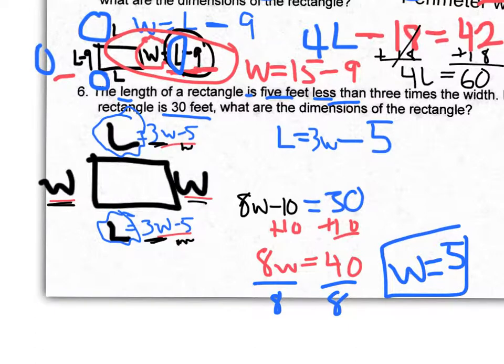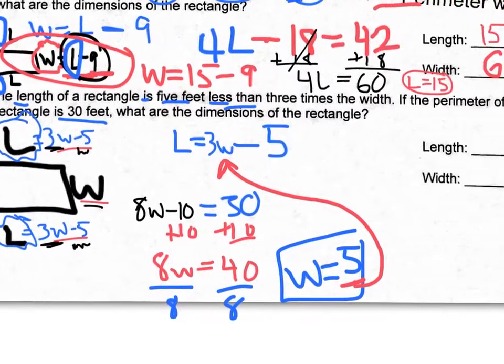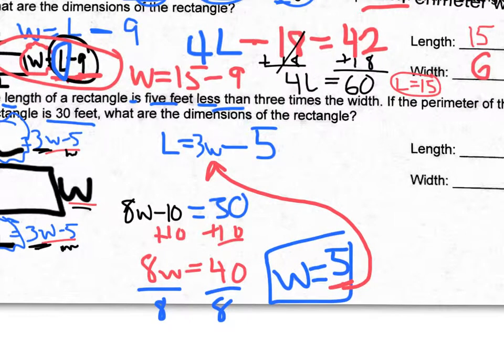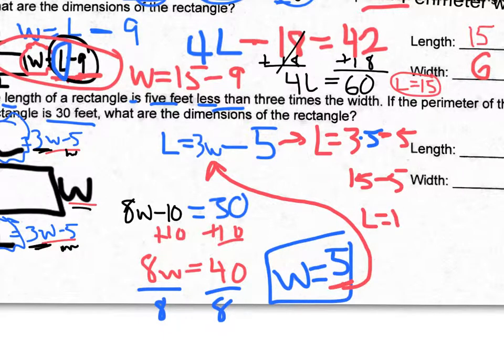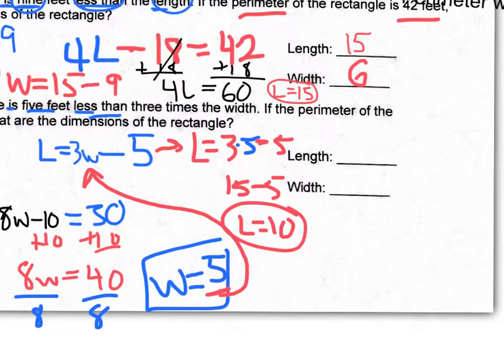You still need your length. So we take the answer 5 and plug it into where the W is at, because that's what W equals. So we're going to have the length, L, is 3 times 5 minus 5. So we end up with 15 minus 5, which means L equals 10. So you have your length, you have your width, and that's the answer. L equals 10, length is 10, the width is 5, and we're done.